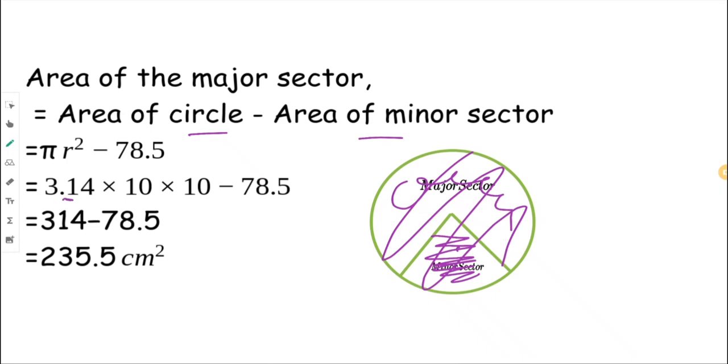The radius is already given to us, we know it was 10, so r square is 10 times 10. When you multiply 3.14 into 10 into 10, I'll get 314. Then the area of the minor sector is 78.5. So when you subtract, we'll get the area of the major sector to be equal to 235.5 centimeter square.